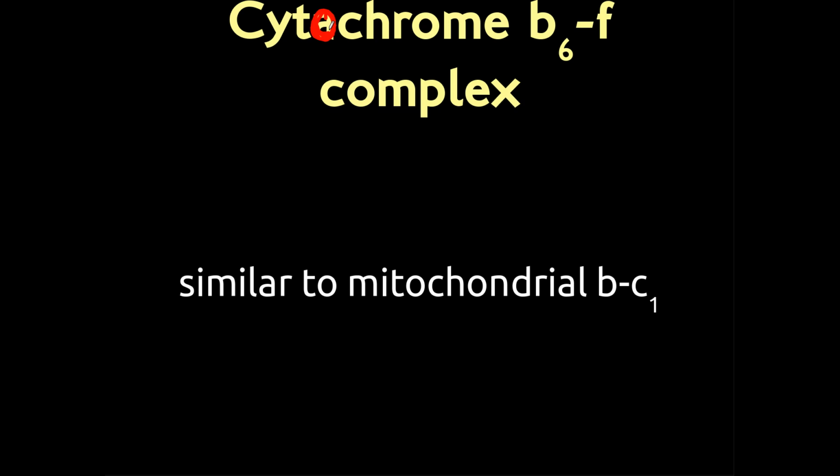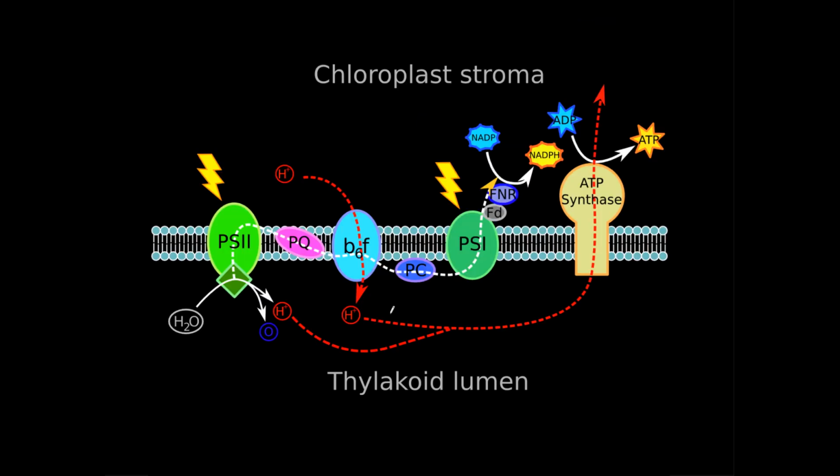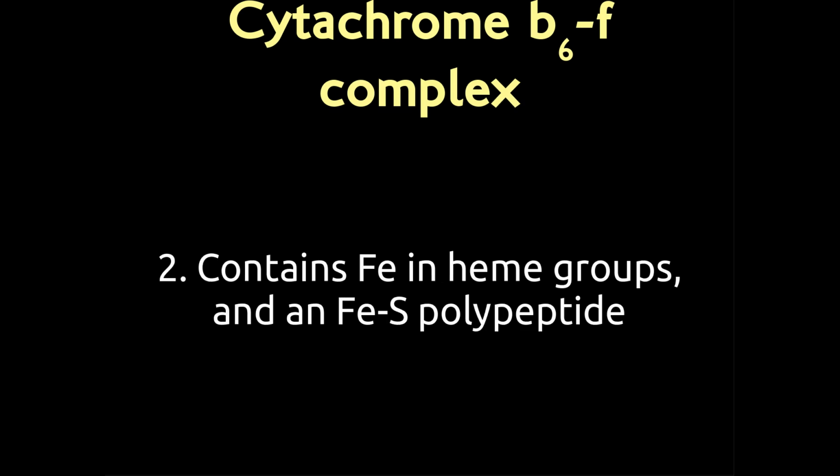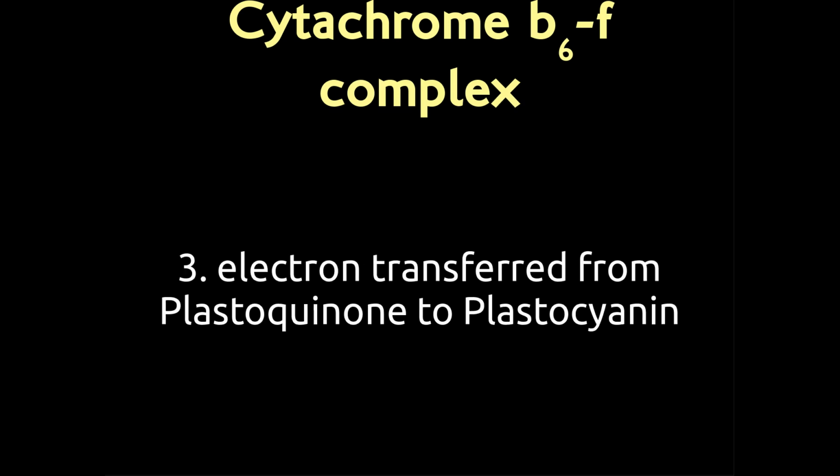Now, the cytochrome B6F in the photosynthetic electron transport chain is very similar to the mitochondrial BC1 cytochrome that we talked about earlier. It is sitting right here. It is a 4 polypeptide chain, one of them coming from the nuclear DNA, and 3 coming from the chloroplast DNA. It also contains iron in heme groups and is an iron sulfur polypeptide.